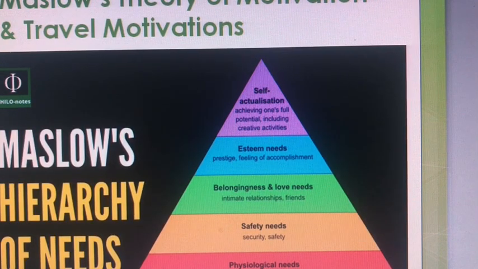Okay, and to this original list, meron tayong two intellectual needs na additional. Meron tayong to know and understand, that is acquiring knowledge, and aesthetics, which means appreciation of beauty.